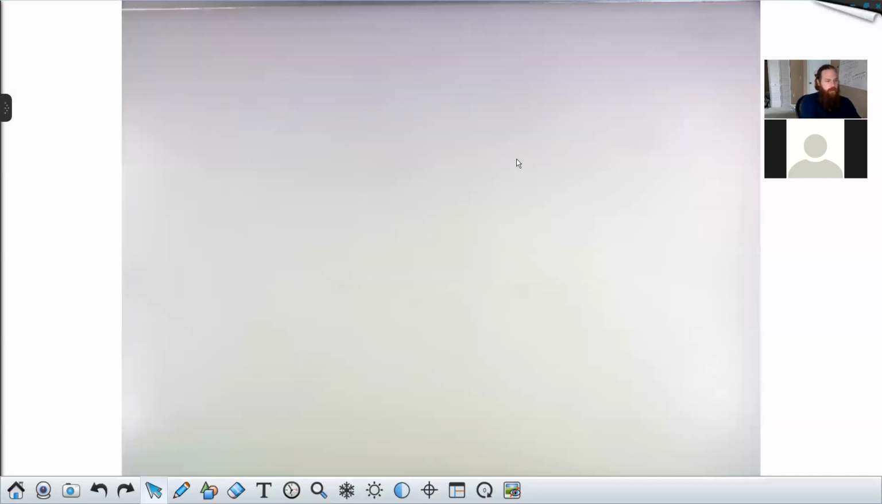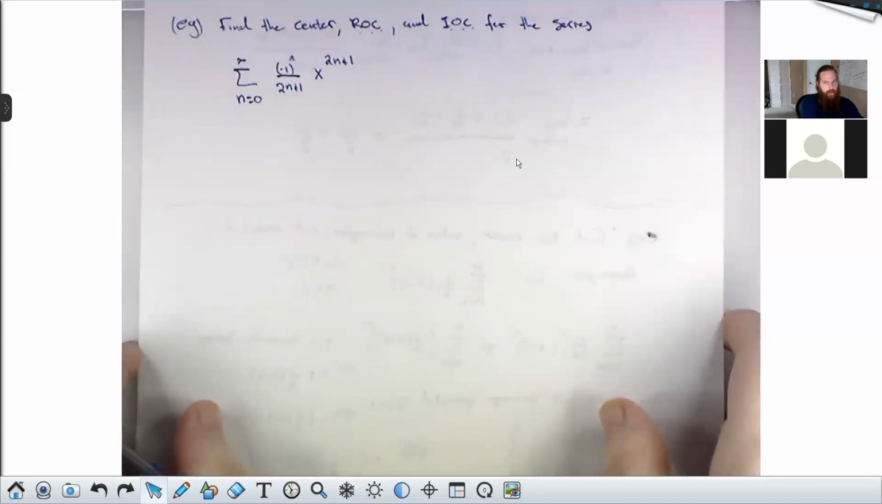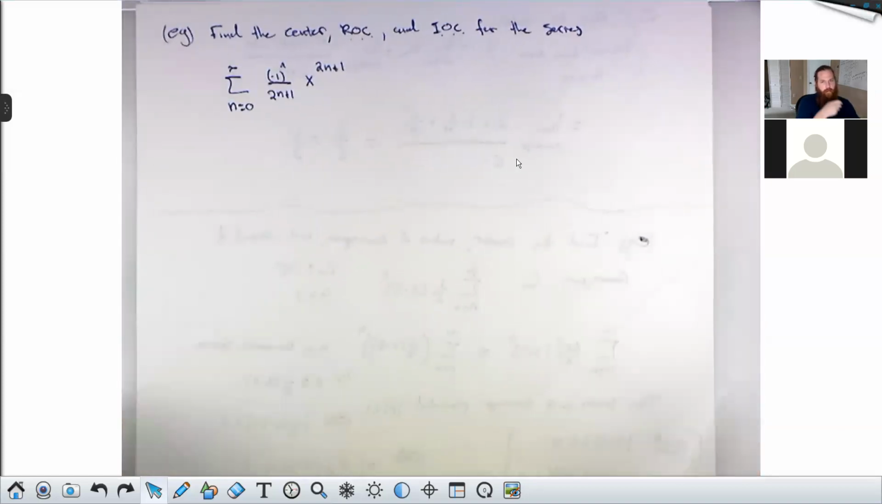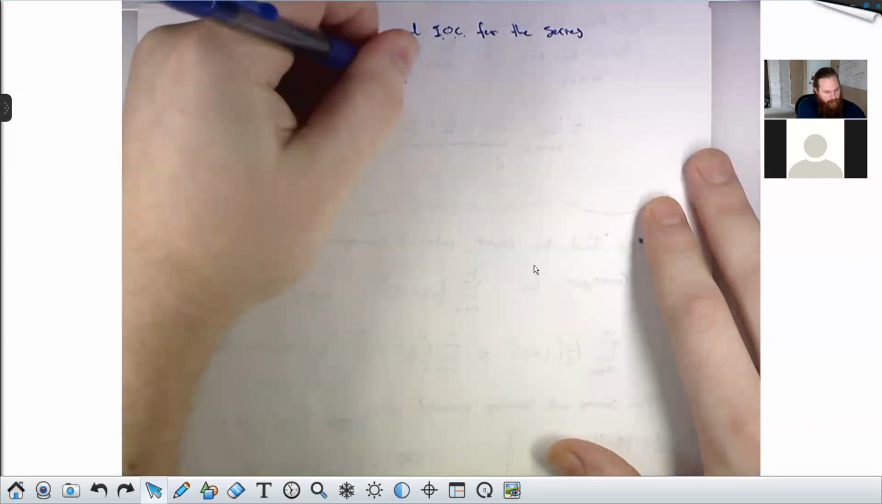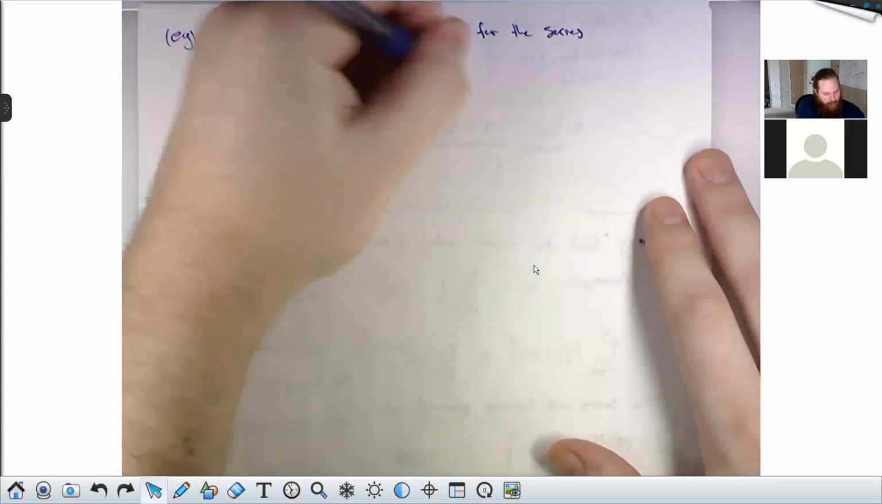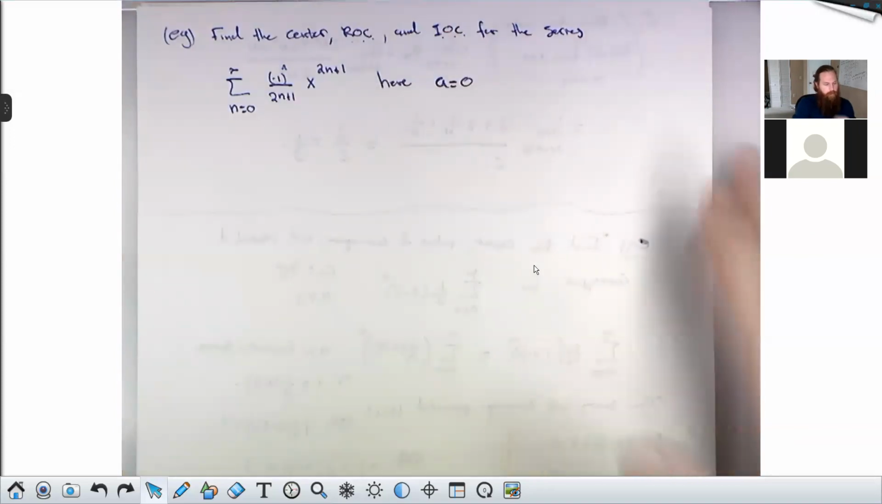There's a lot of terminology here, right? There's a lot of notation and definitions and stuff. So a lot of vocabulary that we're learning. Here the center is 0, good. The center a is 0.